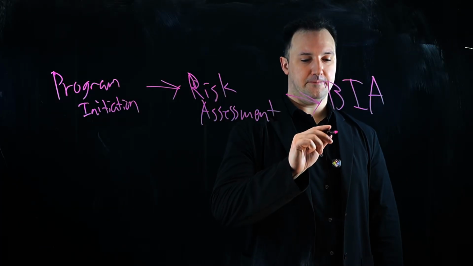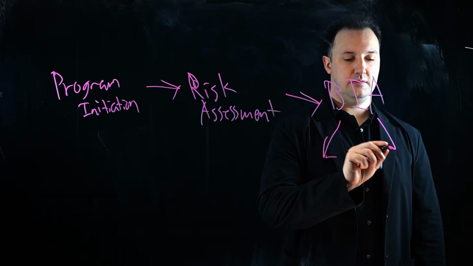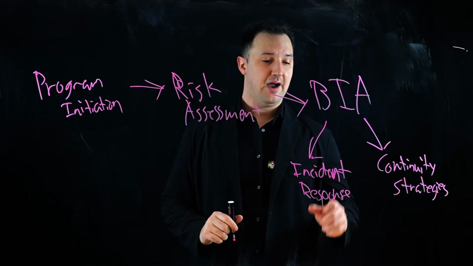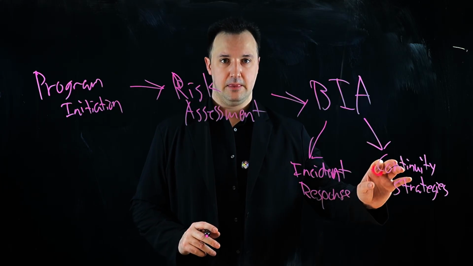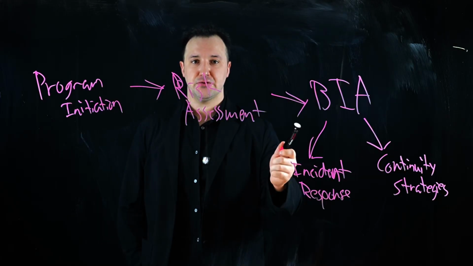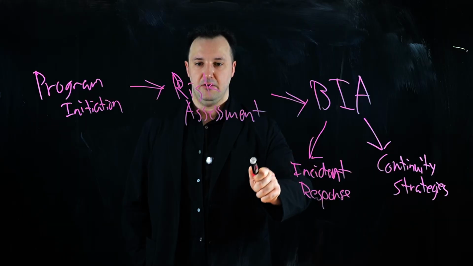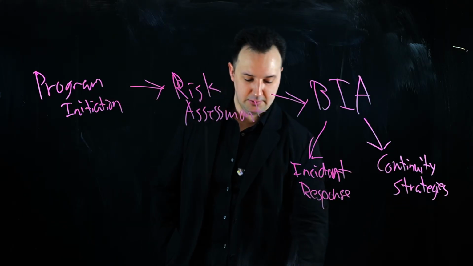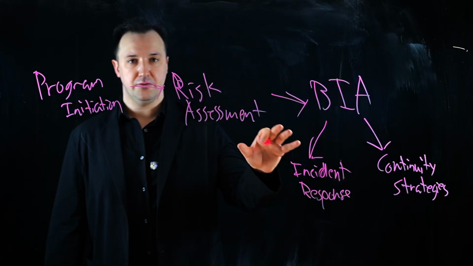So from this point, we're then going to have two things. Okay, so now after this, you're going to have incident response and continuity strategies. Incident response is your first 30 minutes. This is where that emergency management piece of being good at communicating and being good at dealing with an incident when it just happens really comes into play. That's going to be the first thing.